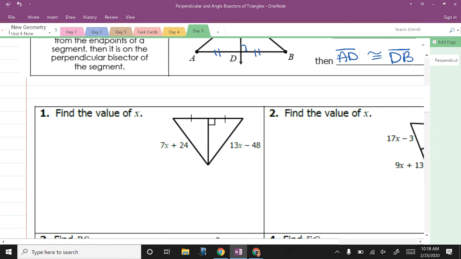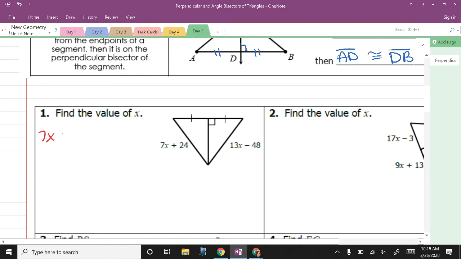Okay. So, find the value of x. This segment right here is a perpendicular bisector. Would y'all agree? Because it's perpendicular to that segment and it breaks it into two congruent parts. So that means that these two endpoints are equidistant to this extra point right here, which means these two segments are congruent to each other. So, if I want to find x, how would I do that? Set them equal to each other.